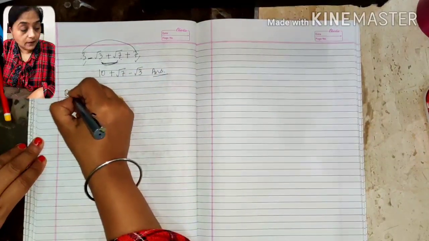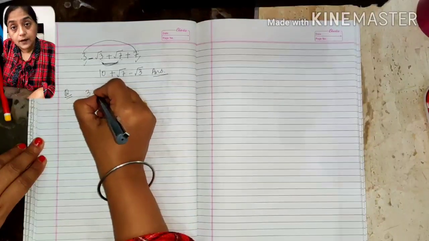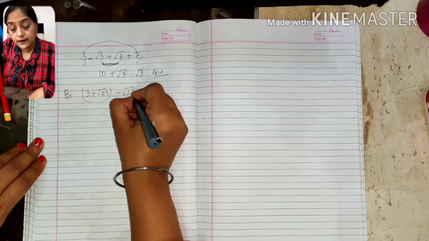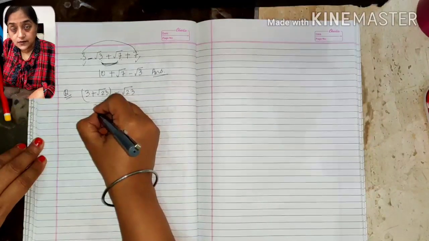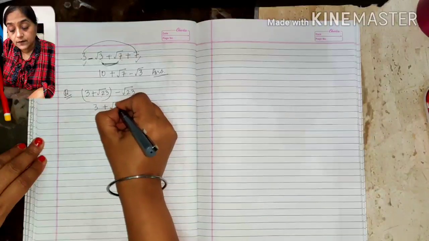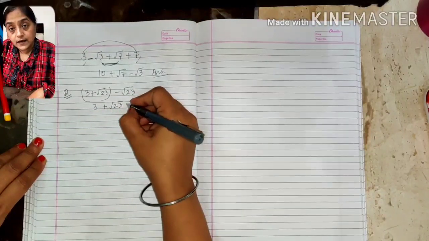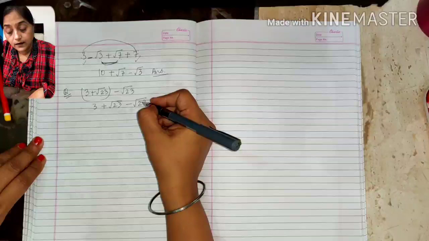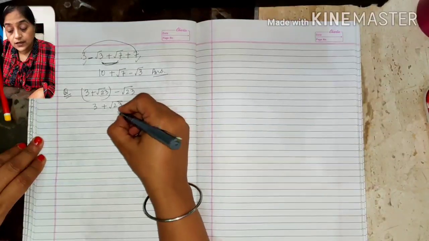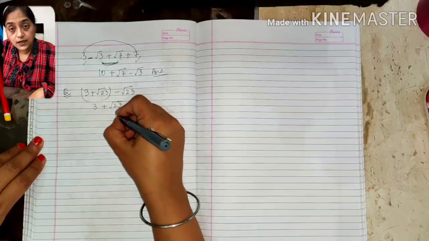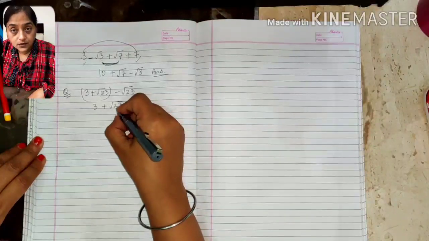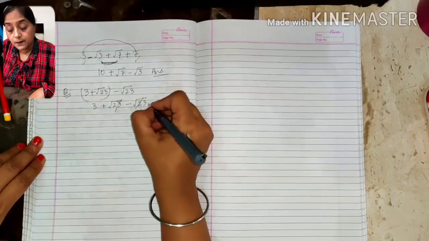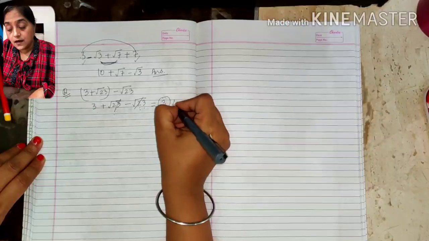Another one I am taking up. I have 3 plus root 23 minus root 23. So 3 is a rational number that cannot mix up with root 23, which is in fact an irrational number. And I have again one more irrational number, root 23. So these two have the same base. So these can be subtracted. So plus root 23 minus root 23, you get 0. So 3 plus 0, 3 is the answer.